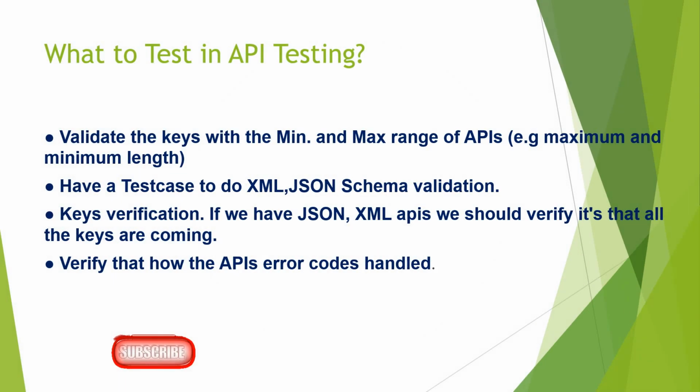Okay, now enough of most of the background. Let's come to the point. What to test in API testing. So validate the keys with the minimum and maximum range of the APIs. Example, maximum and minimum length. Have a test case to do XML, JSON schema validations. I think schema validation is very important in APIs. Keys verification. If we have JSON, XML APIs, we should verify that all the keys are coming, because JSON works on key and value, so all the keys should be coming in your responses. Verify how the API's error codes are handled.